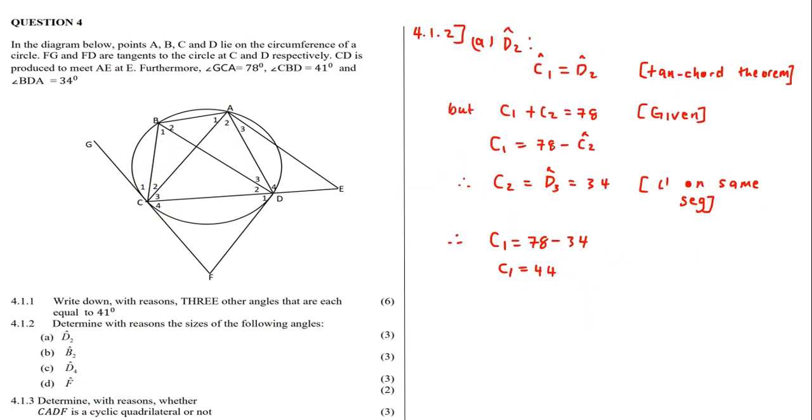Now, where were we? We have C1 as 44. Remember, we were calculating D2. D2, we said, is equal to C1. So if C1 is 44, this means D2 is also equal to 44.